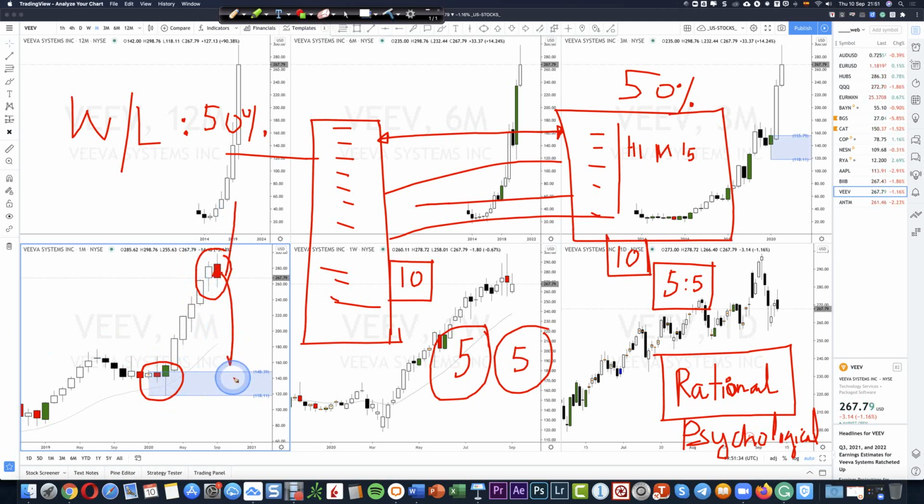So the thing is that you've got a psychological component. So what do you think is going to have a major or a bigger psychological impact? Which trader will have a bigger psychological impact: the big time frame trader, or the short-term trader?